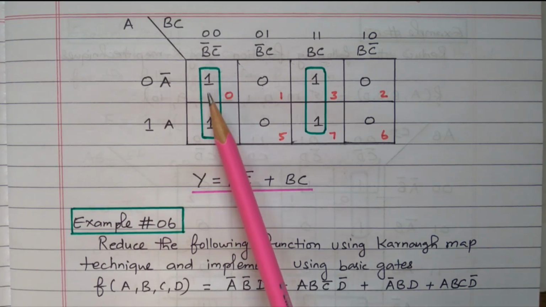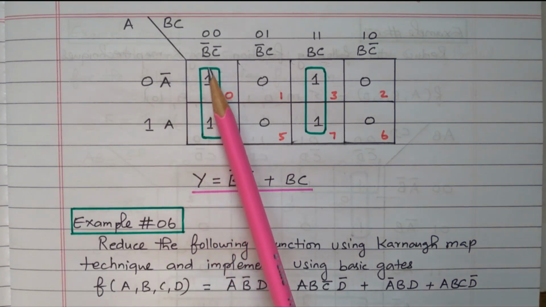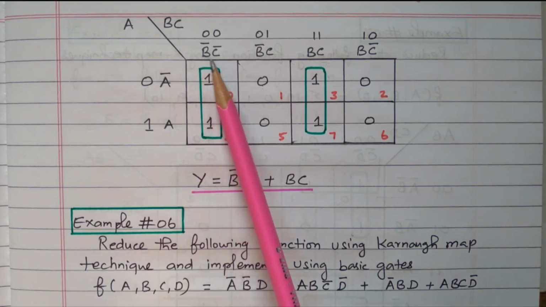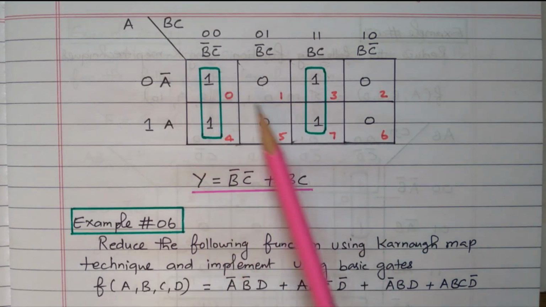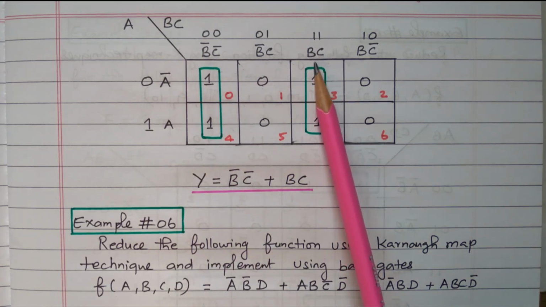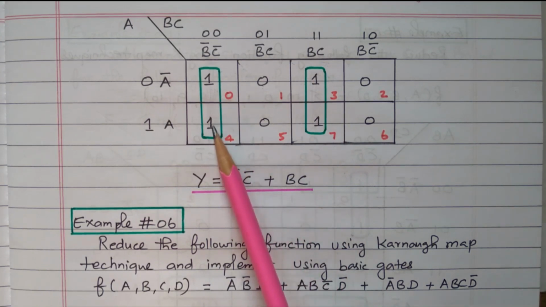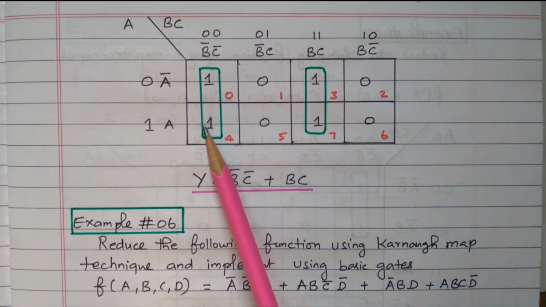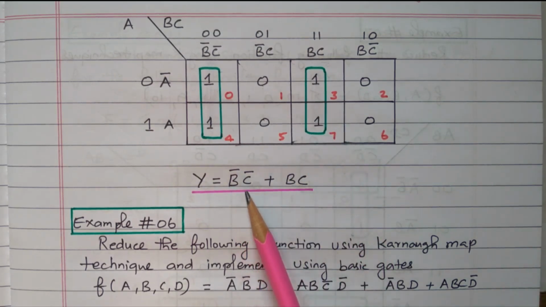While grouping these 2, we verify this side, A bar and A are there, so cancelled. While verifying the vertical side, B bar C bar is available. Similarly, while grouping these other 2, we verify this side, again A bar and A are cancelled. While verifying the vertical side, what is available? BC. So it is B into C, right? This term is due to grouping of these 2 ones, and that term is due to grouping of the other 2 ones. B bar C bar plus BC, we got the final value.